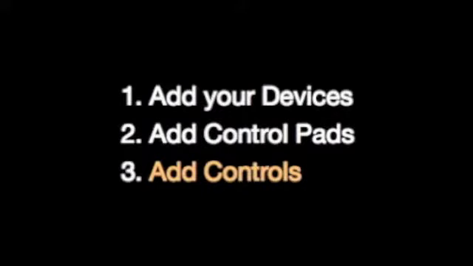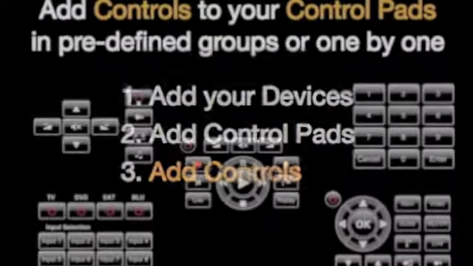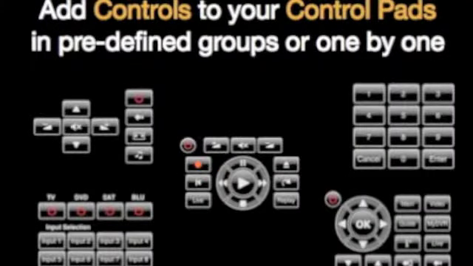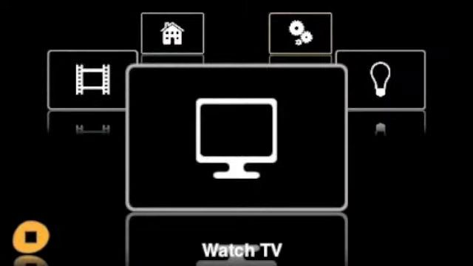Step 3. Adding controls. Squareonnect allows you to add single controls and to link these to the appropriate IR codes that you have installed. It also lets you add pre-configured control panels, which are then automatically linked to your devices depending on the control type.